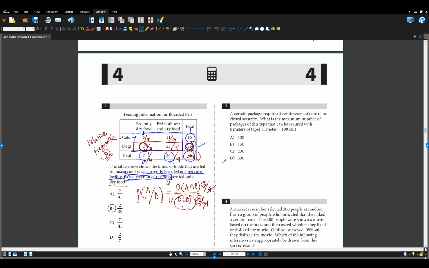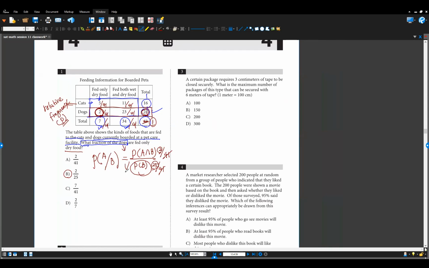All right, here is number 3. A 3 centimeter length of tape is needed for a package to be closed securely. What is the maximum number of packages that can be secured with 6 meters of tape? What's the answer? 6 meters, 1 meter is just 600.